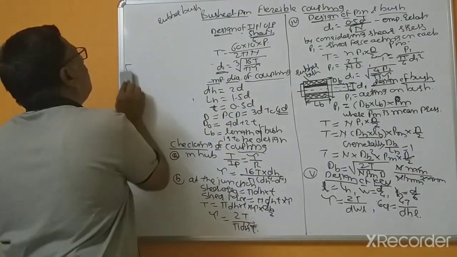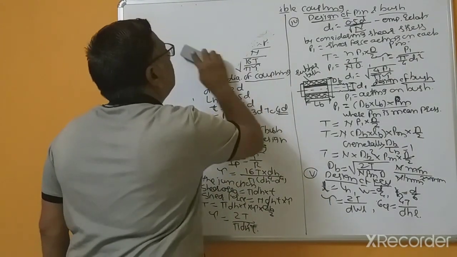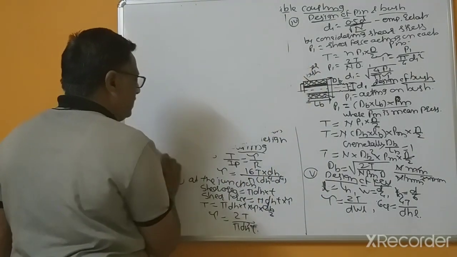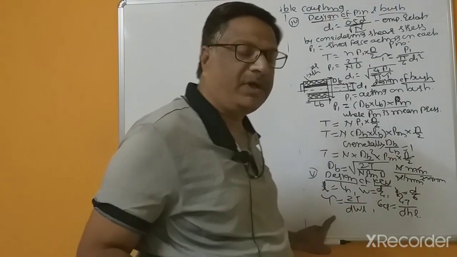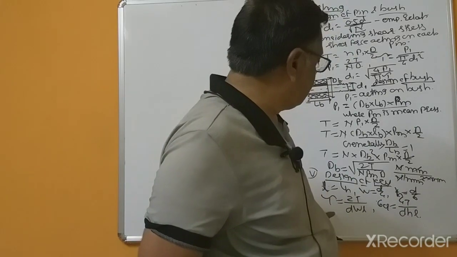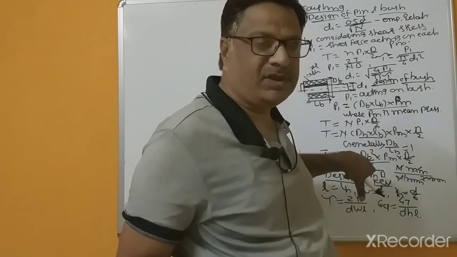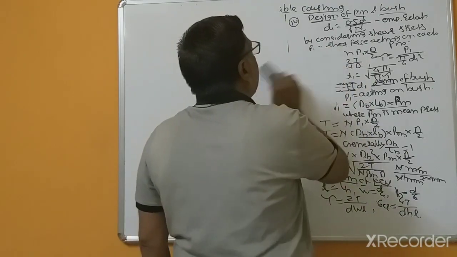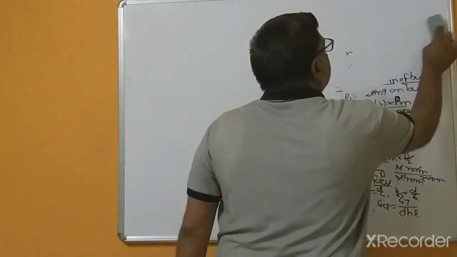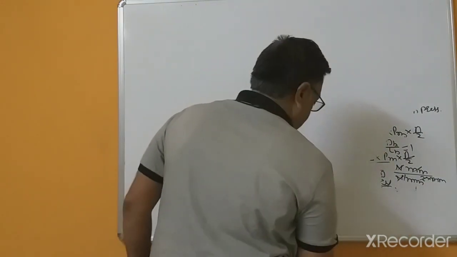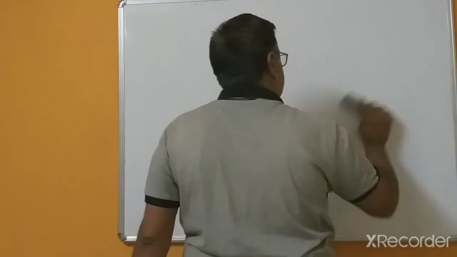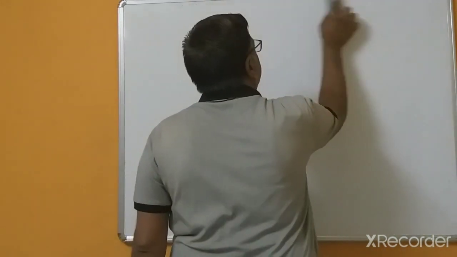So we will solve one problem based on the design of the pin bush flexible coupling. Due to limitations of space, I skip one step, design of the pin as per the considerations of bending stress. That we will also try to cover while solving the problem. So first I note down the problem, then we will extract the data and complete the problem.